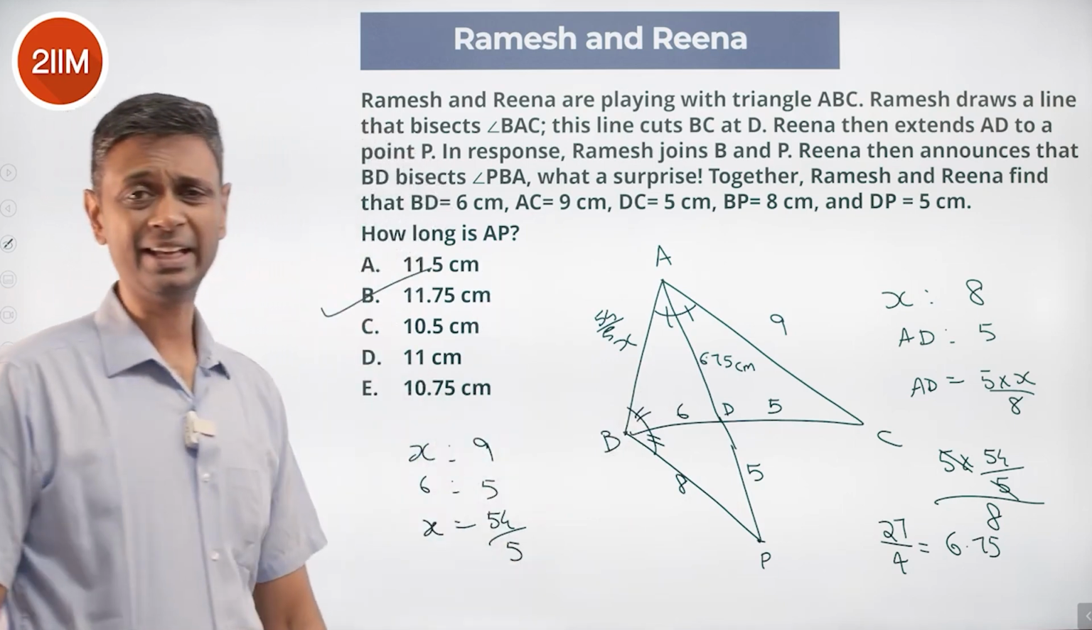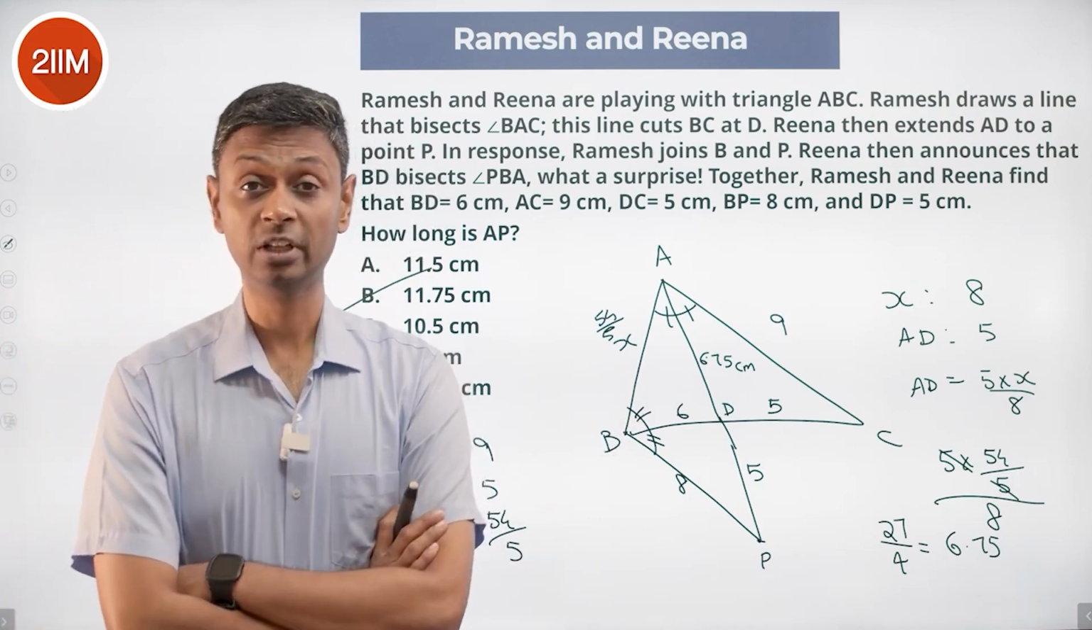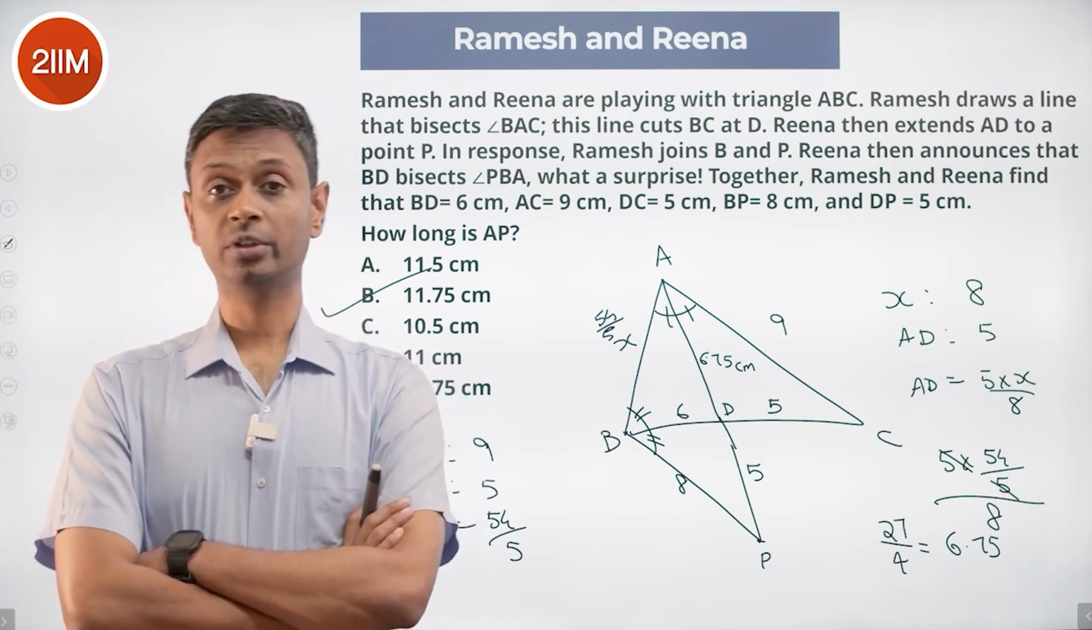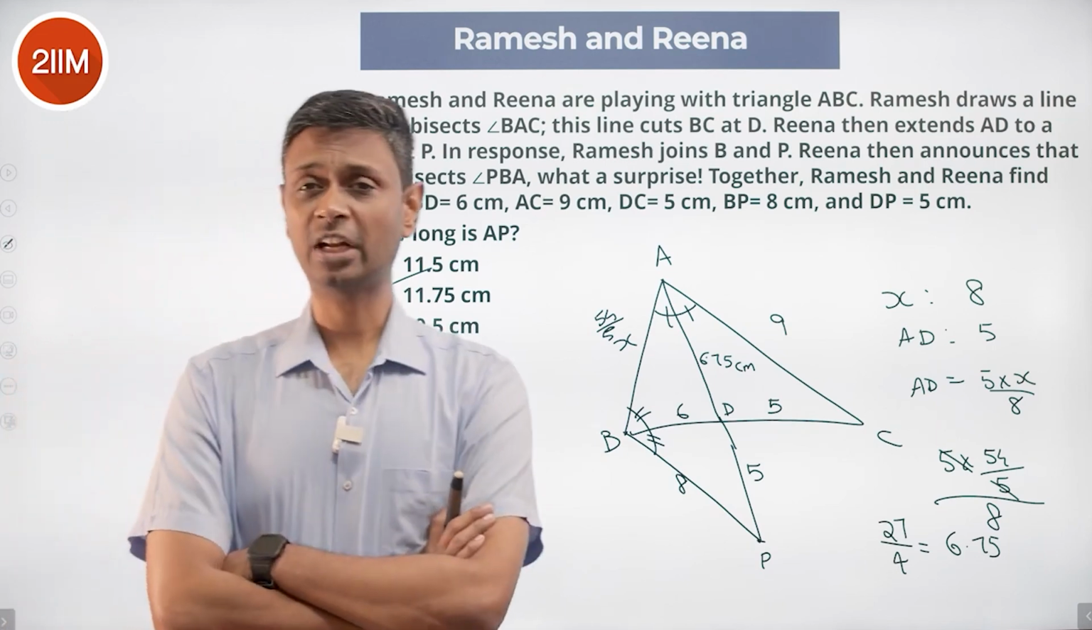Done. Draw a neat diagram, plug in the angle bisector theorem once for ABC, plug in the angle bisector theorem the second time around for BAP, and we are done, we are through.